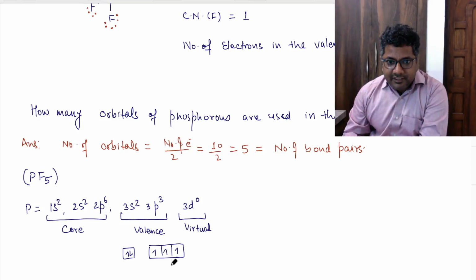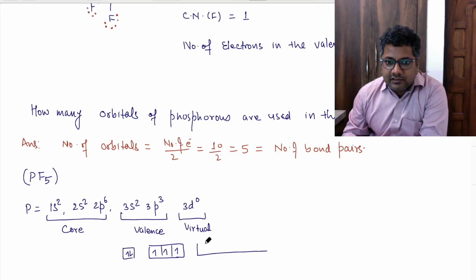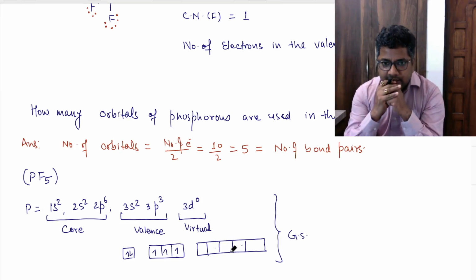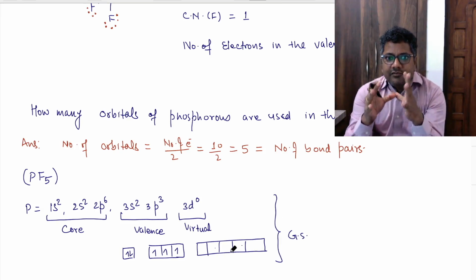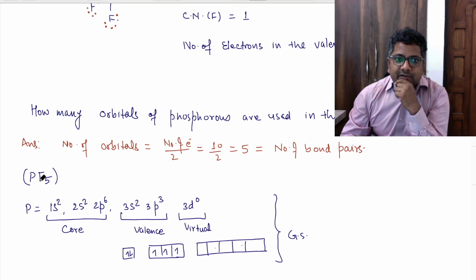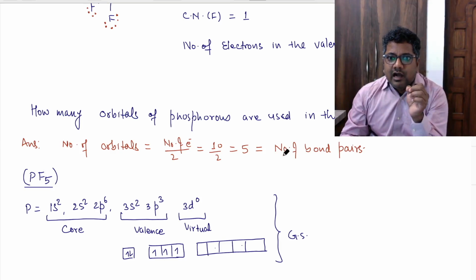Now tell me, is it possible... and see, 3d is virtual. So this is the electronic configuration of the phosphorus atom, ground state electronic configuration. So can this electronic configuration explain the formation of this PF5 molecule? The answer is no. How?